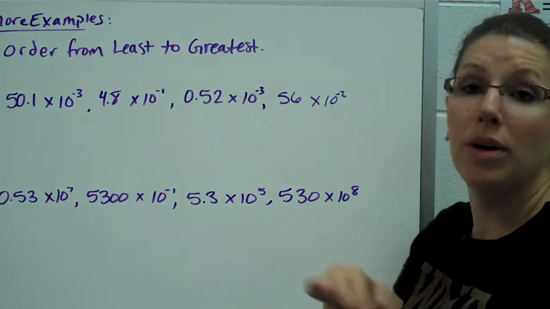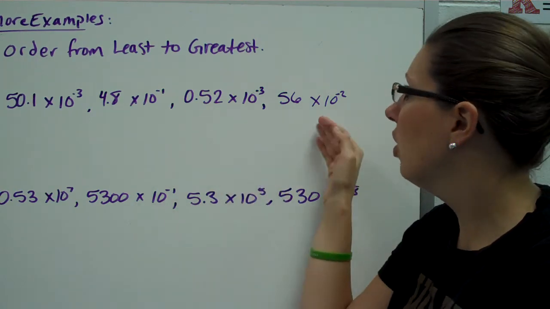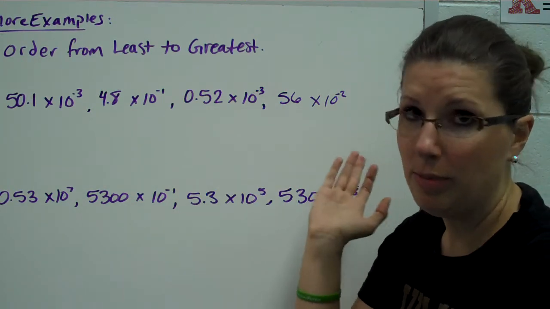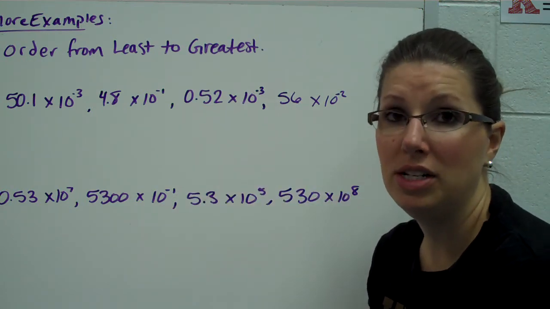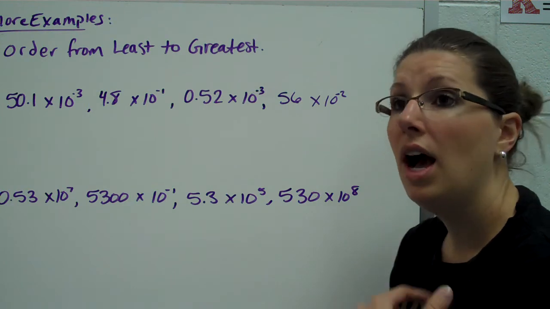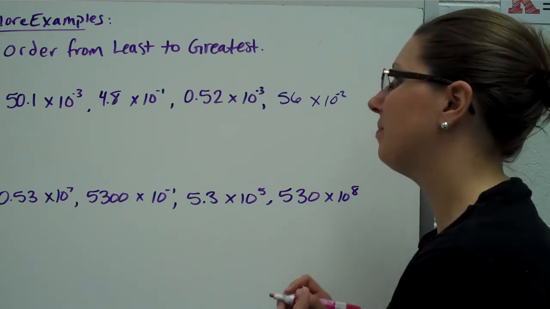All right, on your paper, why don't you pause the video and try this one here. Remember, all of the numbers are negative exponents, and you might have to change some of them to put them in scientific notation. So pause the video, you try it. I'm actually going to do it on the board, and when you've finished, just go ahead and push play.